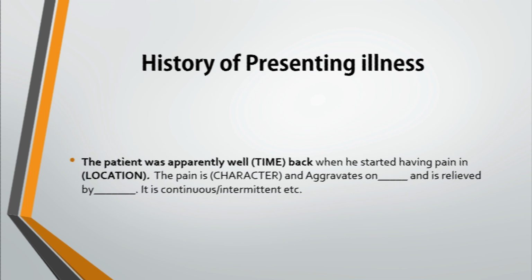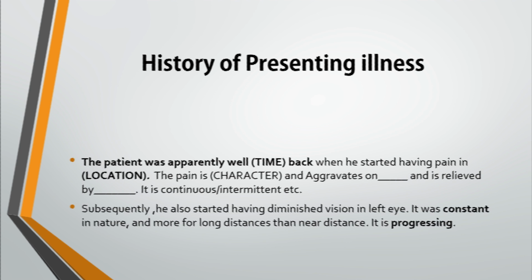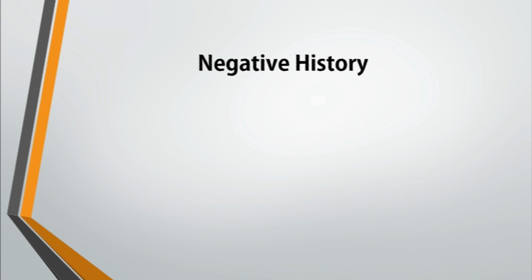For example, the patient was apparently well. Note down the time. Back when he started having pain in, give and describe the location. The pain is, describe the character and aggravating and relieving factors. It is continuous/intermittent, etc. Subsequently he also started having diminished vision in left eye. It was constant in nature, and more for long distances than near distance. It is progressing.